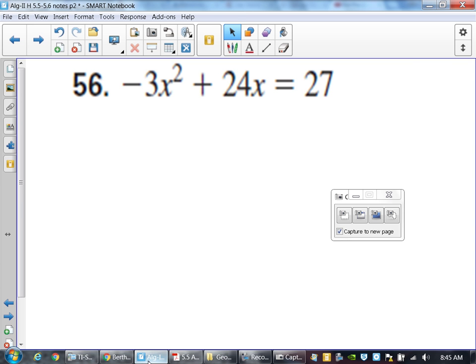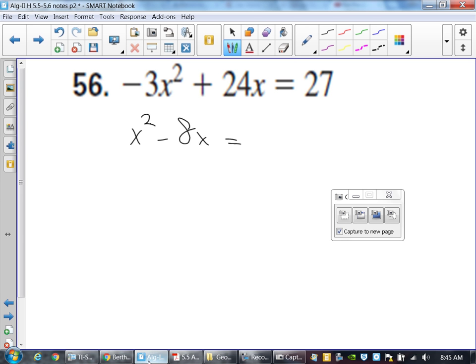So all you got to do really is just divide everything out, in this case, by -3. You get x squared minus 8x is -9.